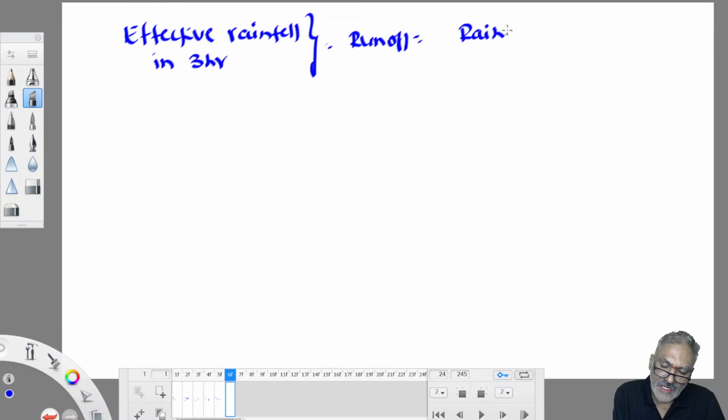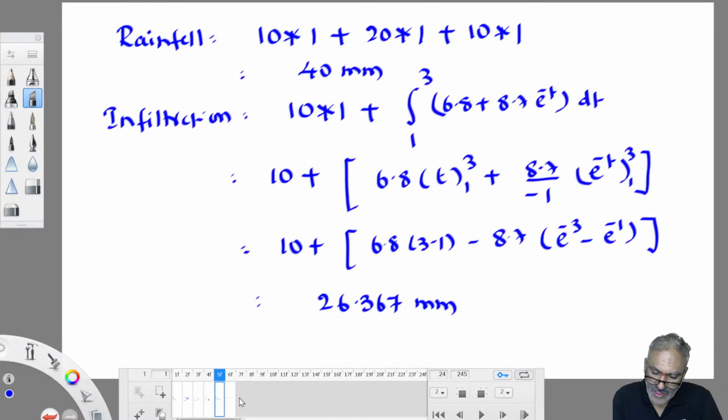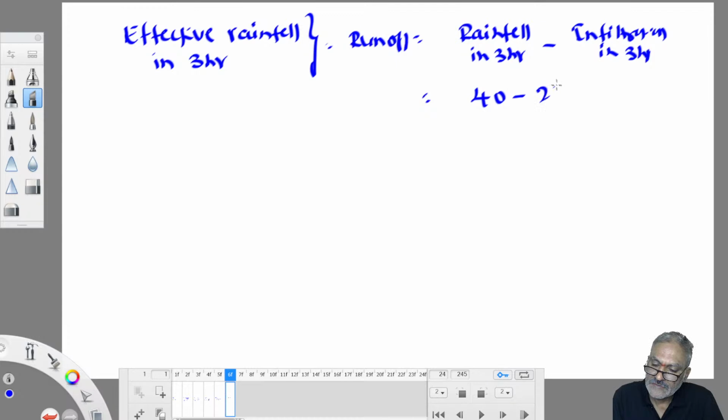So rainfall in 3 hours minus infiltration in 3 hours. Rainfall in 3 hours is 40. Infiltration in 3 hours is how much we got? 26.367. So 40 minus 26.367, how much is it? 13.632, actually 13.633 mm. That much we got.